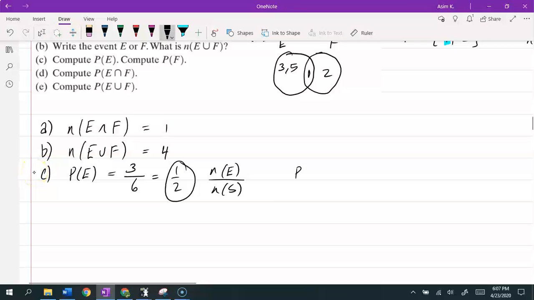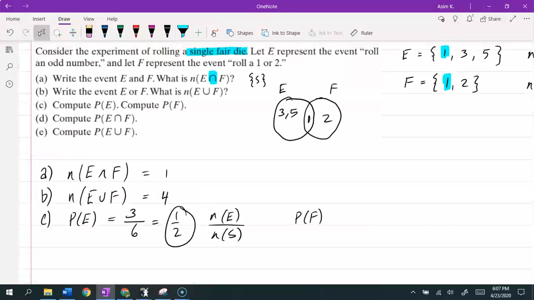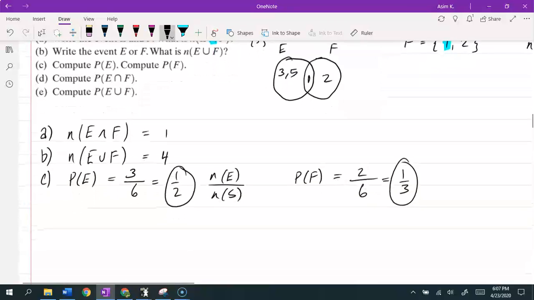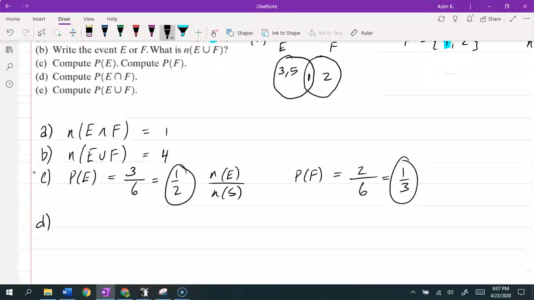Now it says compute probability of F, meaning what are the chances that you roll a die and you get a 1 or a 2? Well, automatically you'll say, well, there's two sides that are 1 and 2, and so there you go, 2 out of 6. So there's a third of a chance that you end up with a 1 or a 2 on a roll. Simple, right?